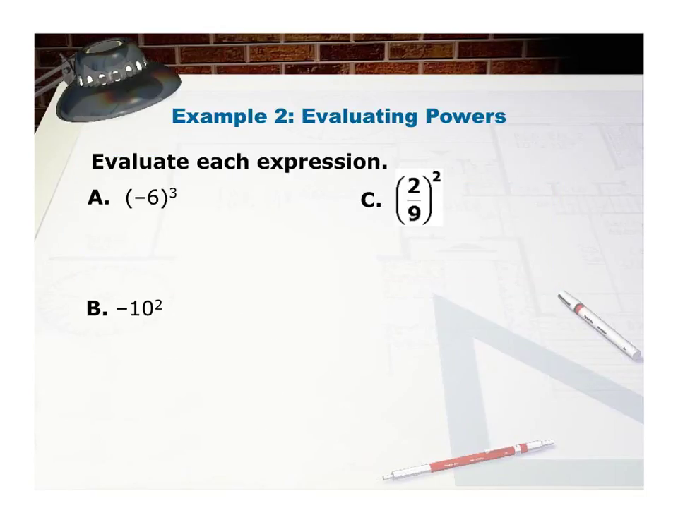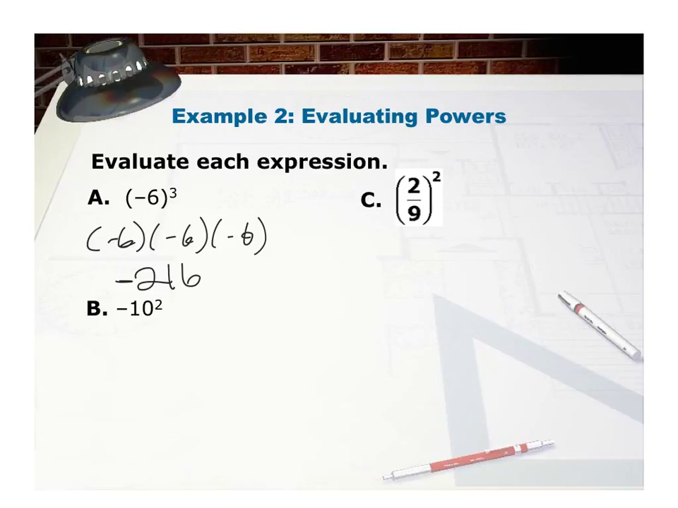So let's take the opportunity to evaluate some expressions. Negative 6 to the third power, you notice it's in parentheses. This is going to be negative 6 times negative 6 times negative 6, which is really the same thing as just 6 times 6 times 6. We just have that negative in there. So if we do that, we get an answer of 216. Since we have an odd number of negatives, it's going to be negative 216. So why don't you go ahead and pause the video and try examples B and C on your own.